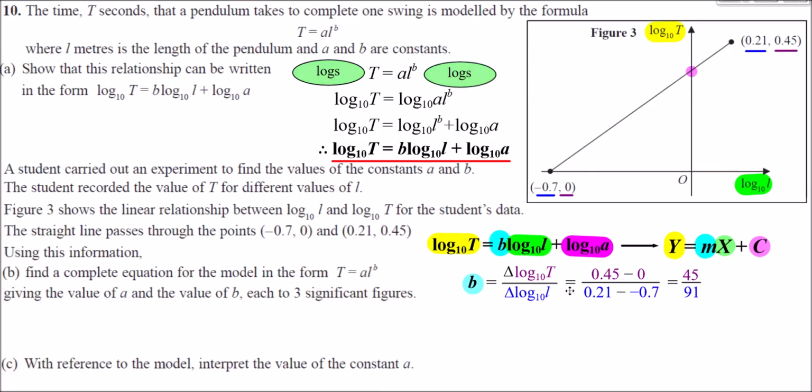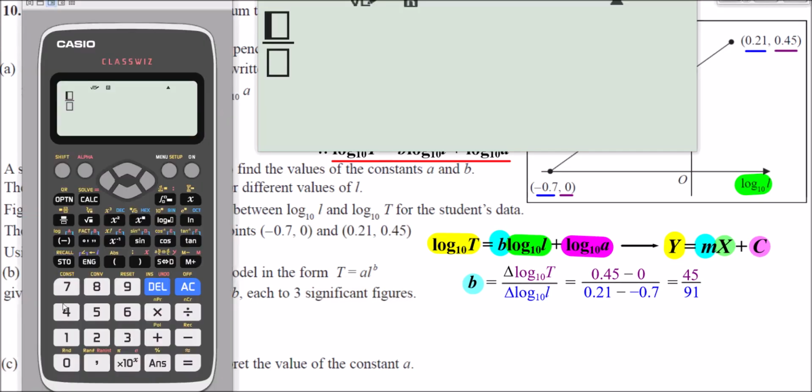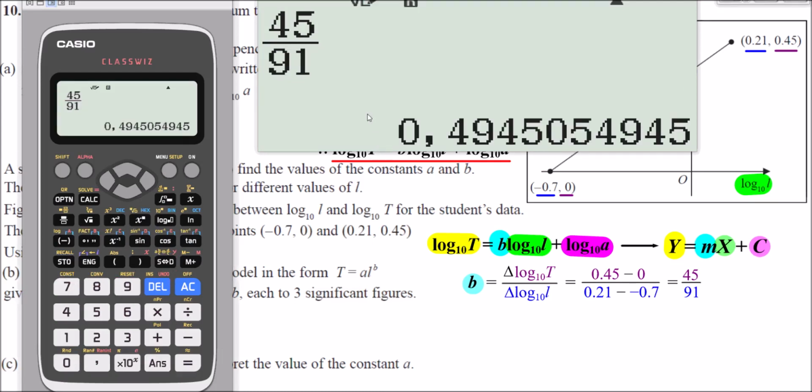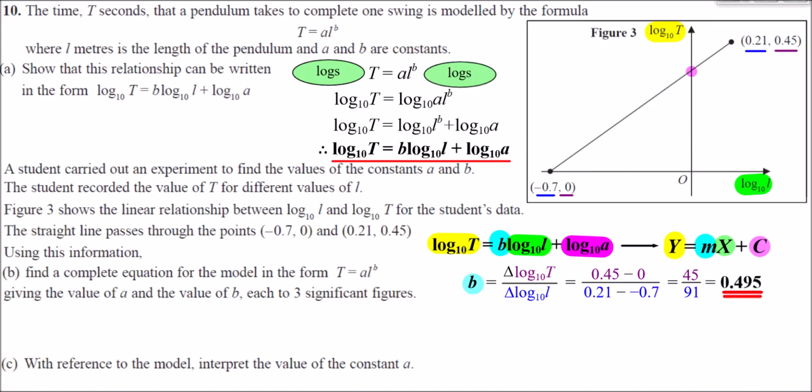So we can just type in 45 over 91 on the calculator now, and that gives us a decimal. So 45 over 91, press equals, and press S arrow D, we get a decimal answer of 0.4945 and so on and so on. So to 3 significant figures, that'll round to 0.495, because next to the 4 is a 5, which forces that 4 up 1. So to 3 significant figures, our answer is 0.495.